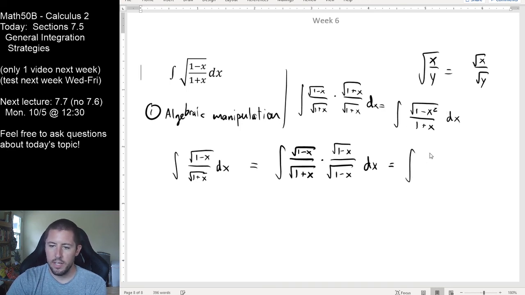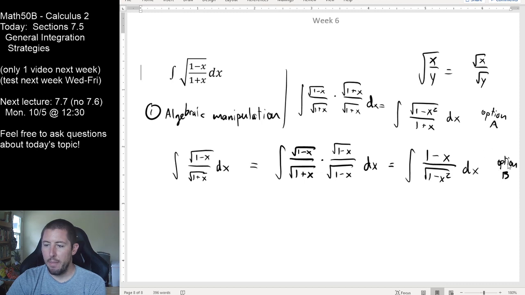Alternatively, if I do this guy over here, I'm getting the same term as on top, so I'm just getting a 1 minus x. And in the denominator, I'm getting a 1 minus x squared. Now, what we want to ask ourselves is which one of these two is a better way to go? I'll call this option A. I'll call this option B.